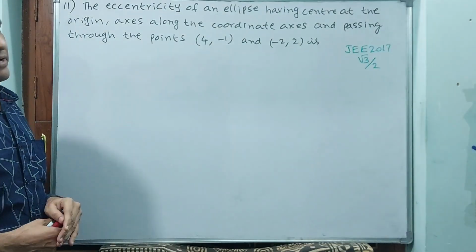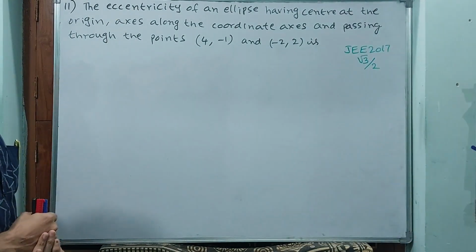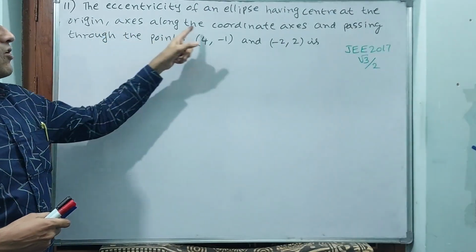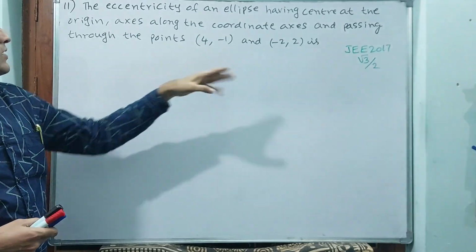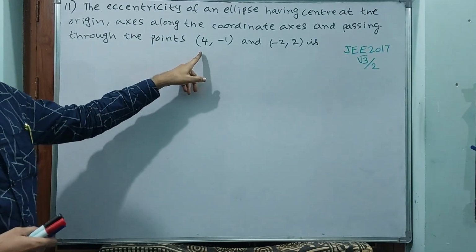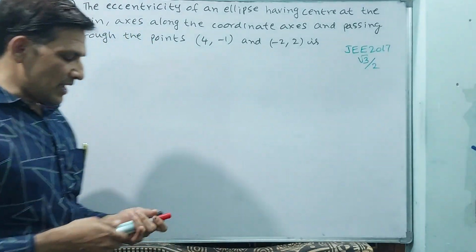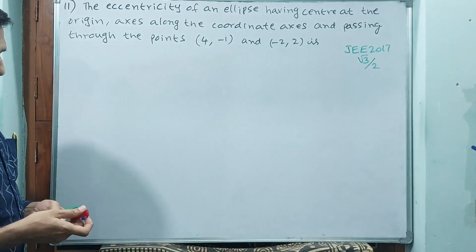Okay, see question number 11. The eccentricity of an ellipse having center at the origin, axis along the coordinate axis, and passing through the points (4, -1) and (-2, 2) is. Okay, this answer has to come.